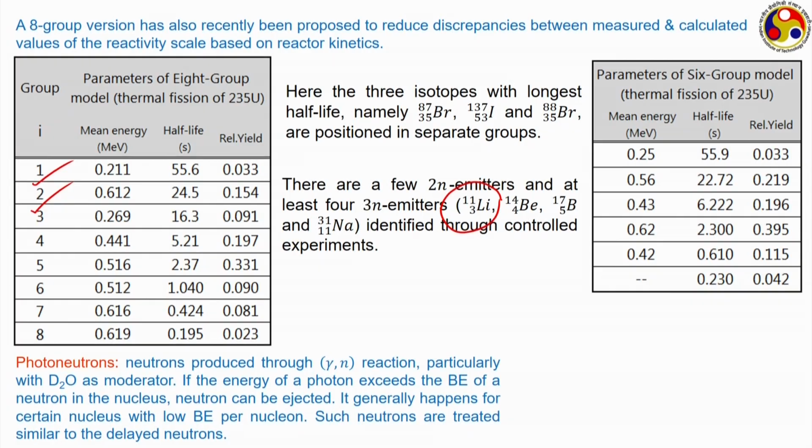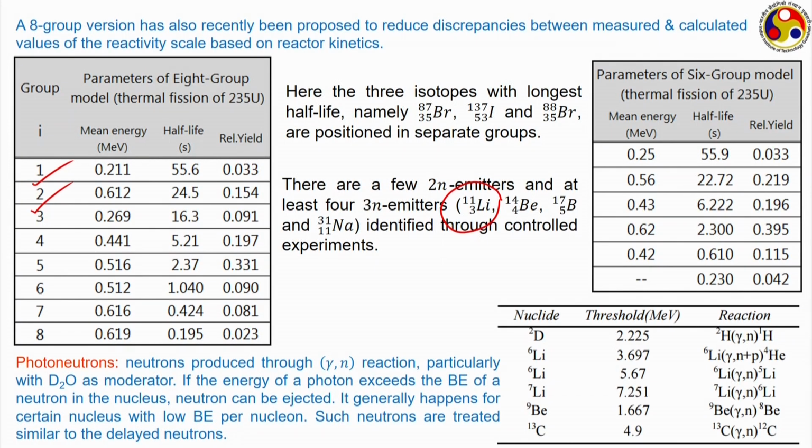This happens particularly when deuterium is the moderator. Here, whenever a gamma photon strikes a nucleus, photoneutrons will not always be emitted; rather, the gamma photon should have sufficient energy so that it can dislodge one neutron. That is, the energy of the gamma photon should be larger than the binding energy of a single neutron.